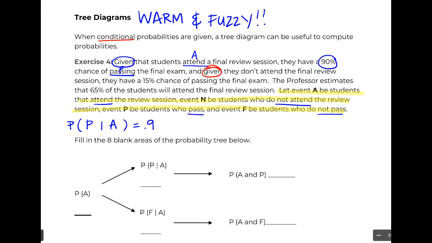Next thing, again, we see given they don't attend, which they told us to use N, the review session, they have a 15% chance of passing. So the probability of passing if they don't attend has now dropped drastically from 90% to 15%. And we've got one more percent here. The professor estimates that 75% will attend. Nothing about passing or not. So there we are.